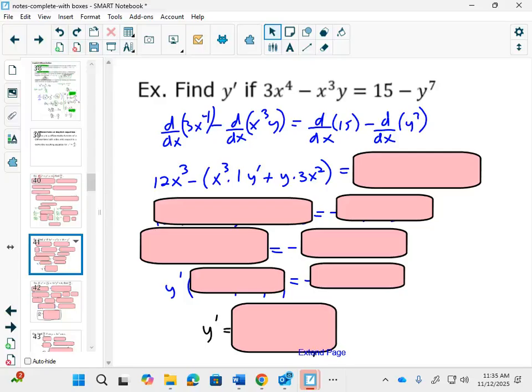One of the challenges in this question is that you had a negative sign to begin with, so it's very important that you put brackets here, because that negative is going to get distributed.